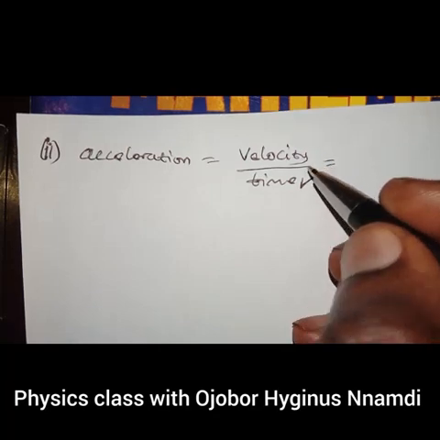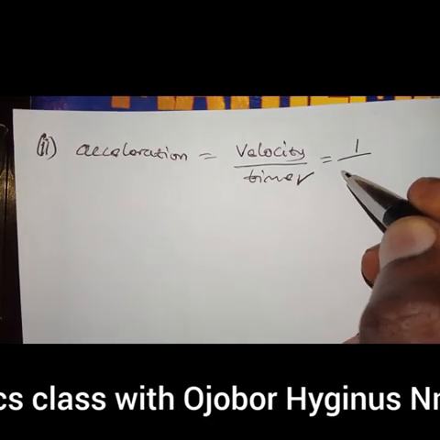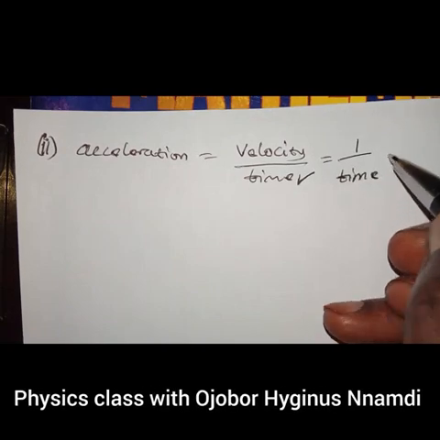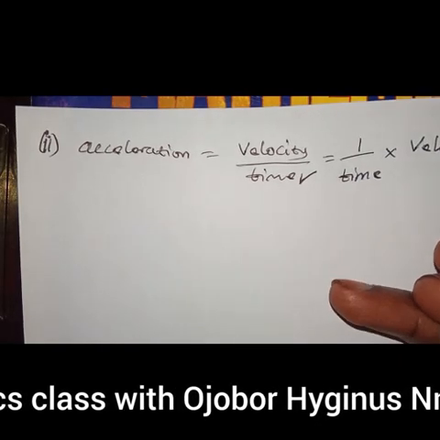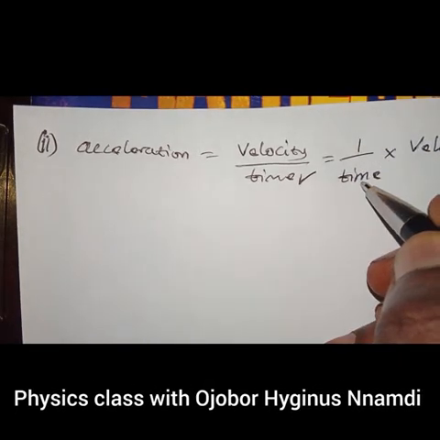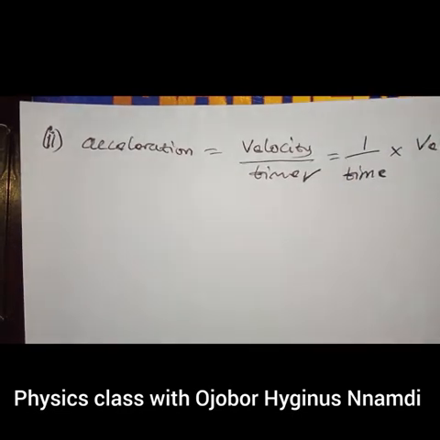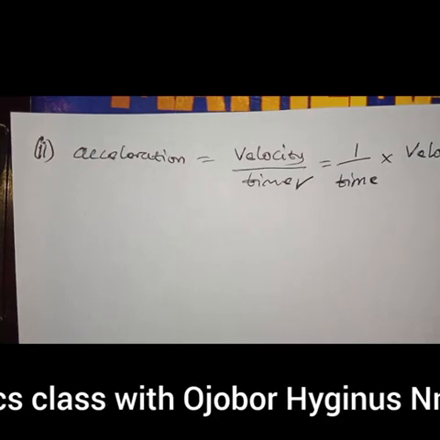This velocity over time can be written as 1 over time times velocity over 1, because velocity times 1 will give you velocity over time, and it will return like this. But I want to separate this so that I'll be able to break down velocity.